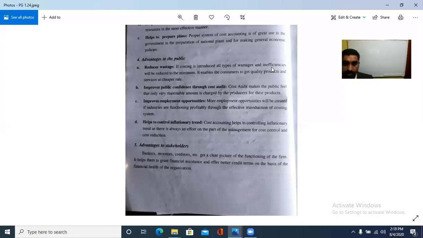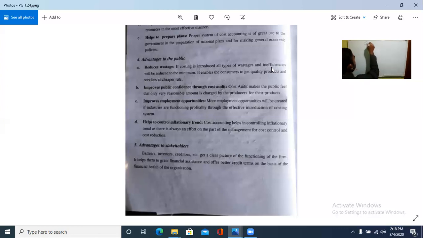They get a clear picture of the functioning of the firm. It helps them to grant financial assistance based on our performance. They check the cost, profit, total profit, all of these. Through the creditors and bankers, financial assistance should be given based on this. So it helps them to grant financial assistance and offer better credit terms on the basis of the financial health of the organization.